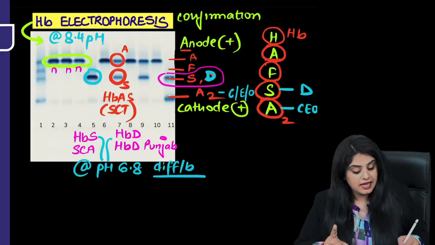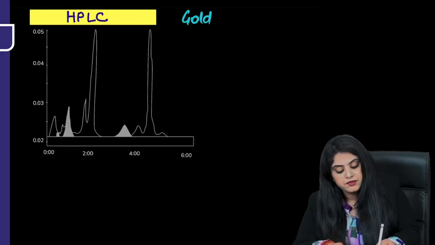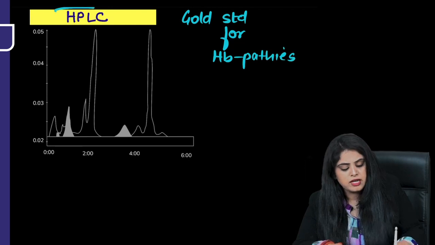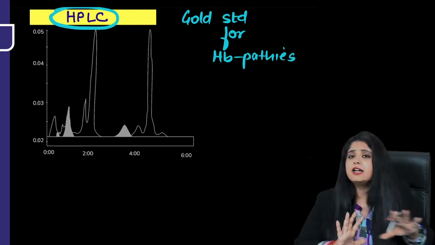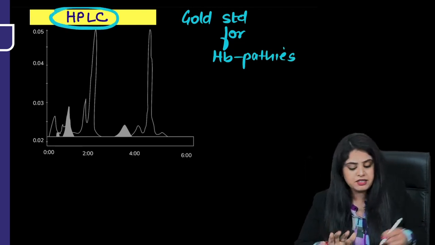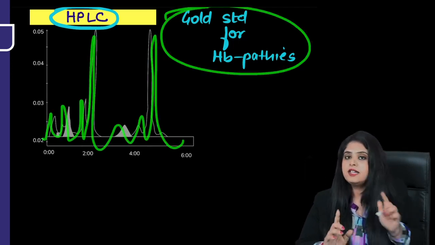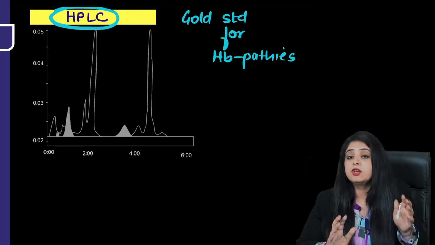But is that the gold standard? No. The gold standard for all hemoglobinopathies is going to be HPLC. I just want to tell you how an HPLC graph looks. I don't want you to learn the timings and everything, but just learn that if this kind of a graph is written, then you should know that is an HPLC graph and that is the gold standard for all the hemoglobinopathies.